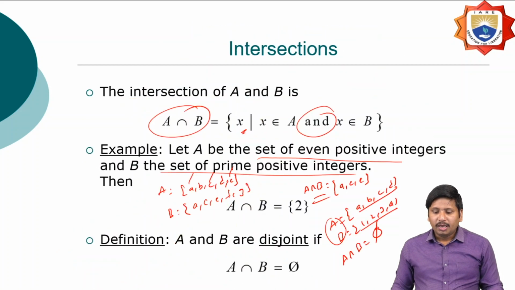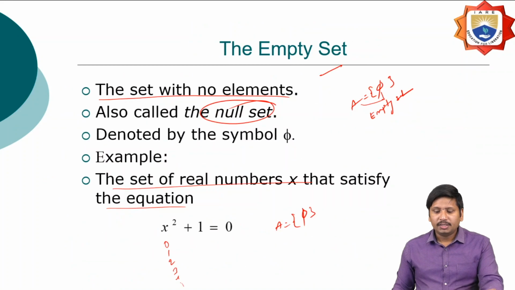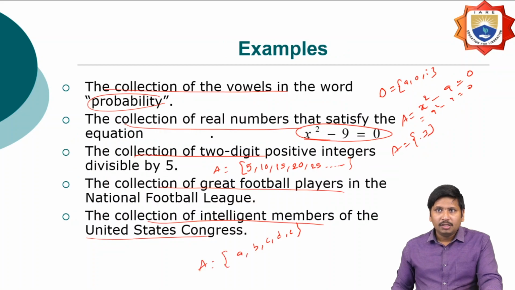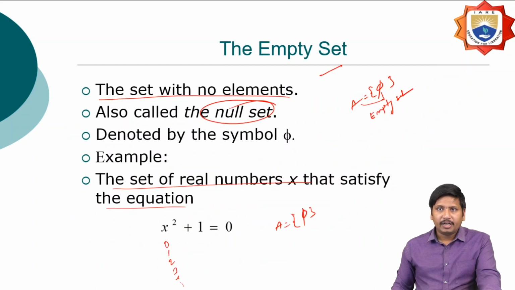So this should be about sets. A set is nothing but a collection of distinct objects, and the objects in the set can be called members of the set or elements of the set. Normally sets are denoted with capital letters, and the elements of the set are represented with lowercase letters. So these are some of the examples I discussed, and we have different types of sets, like the empty set. A set which does not have any elements should be treated as a null set or empty set, and it is denoted by the symbol phi.